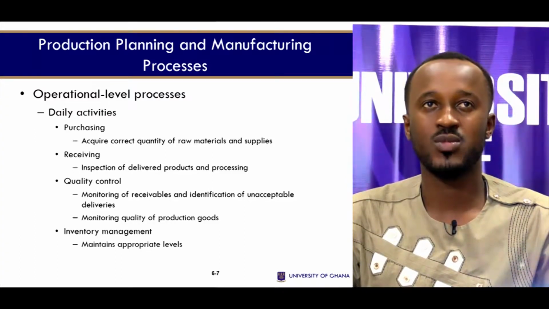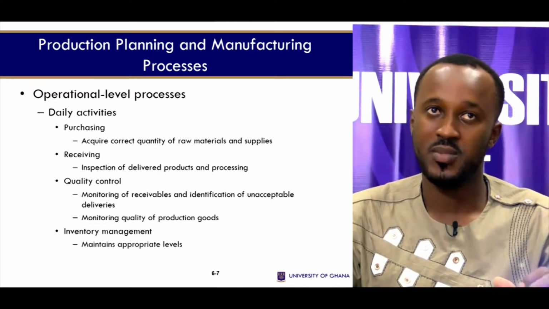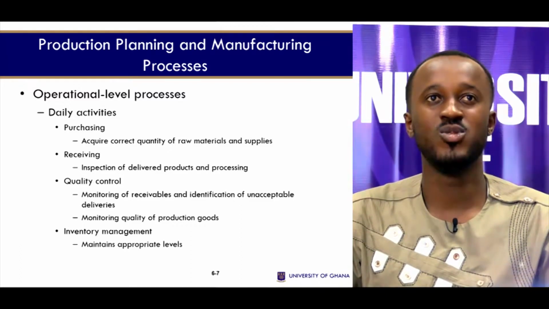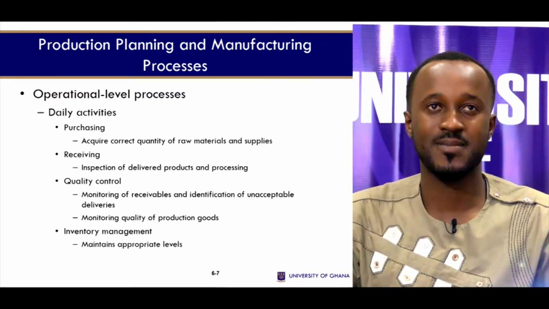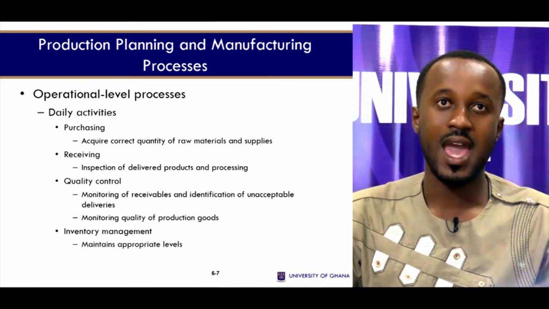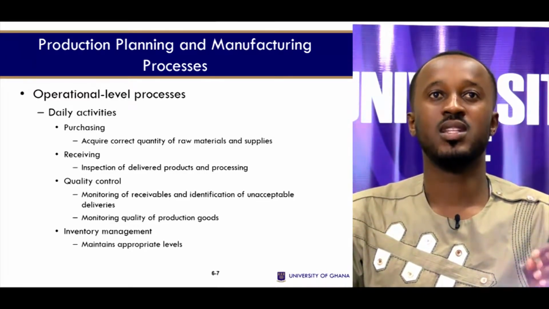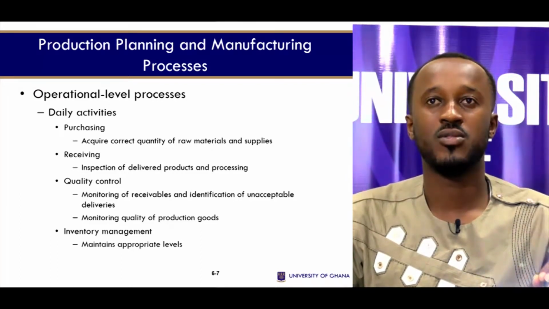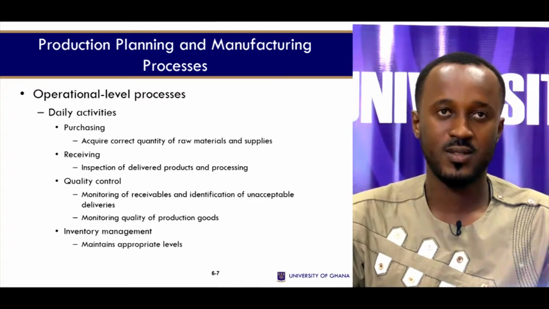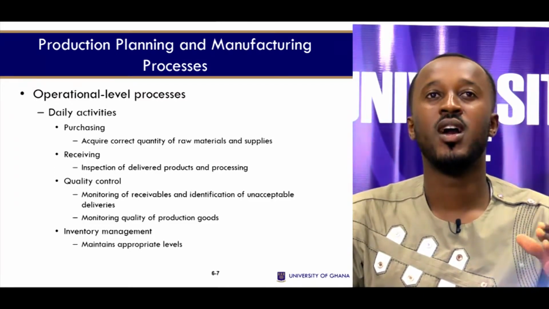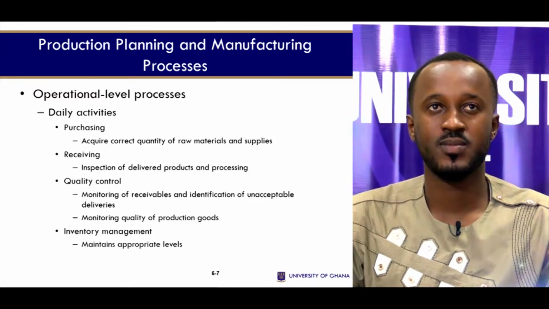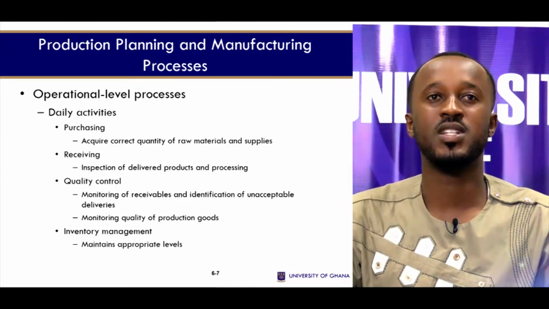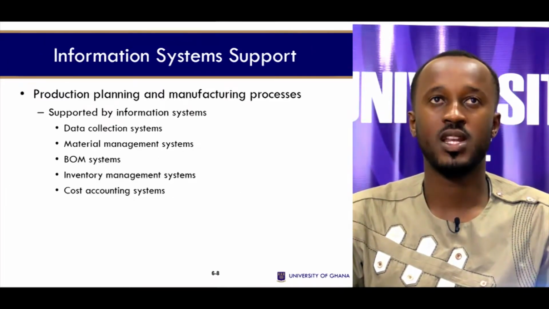Now, production planning and manufacturing processes. Under operational level access, we look at the daily activities, which include the purchasing, which is acquiring correct quantity of raw materials and supplies. Look at receiving, which looks at inspection of delivered product, and processing. We look at quality control, which deals with monitoring of receivables and identification of unacceptable deliveries. We also take a look at monitoring quality of production goods. Then lastly, under operational level process, we look at inventory management, which deals with maintaining appropriate levels.